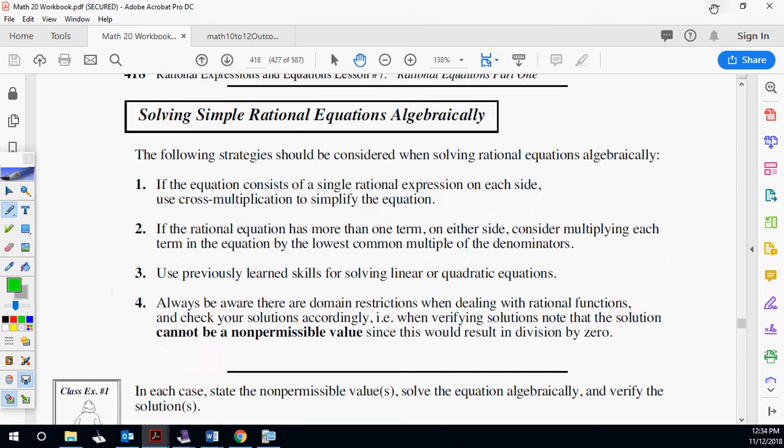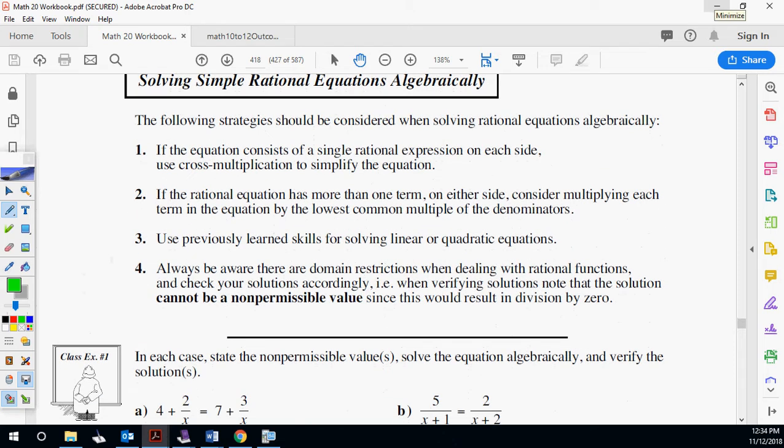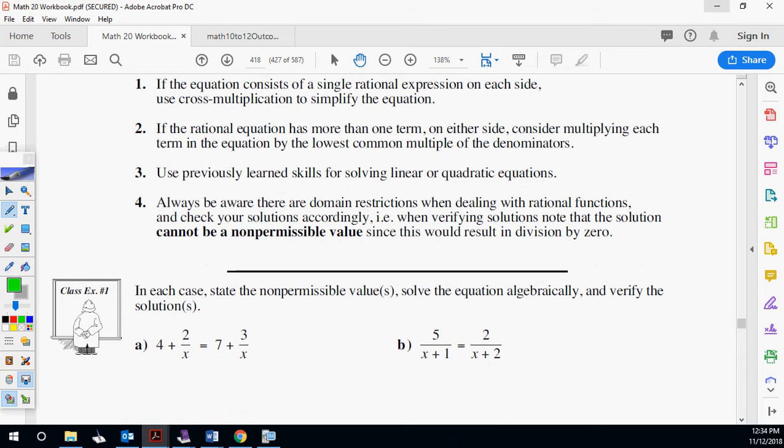All right, so now we're going to talk about doing it algebraically. The following strategies can be considered when solving algebraically. This is where a lot of you are going to need practice. If the equation consists of a single rational expression on each side, use cross multiplication to solve. In this case, we cross multiply to get the fractions to go away. That means I'm putting the x plus 2 up with a 5, the x plus 1 up with the 2, and now your fractions are gone, so you're back to a regular solving situation. We'll do that in a second.